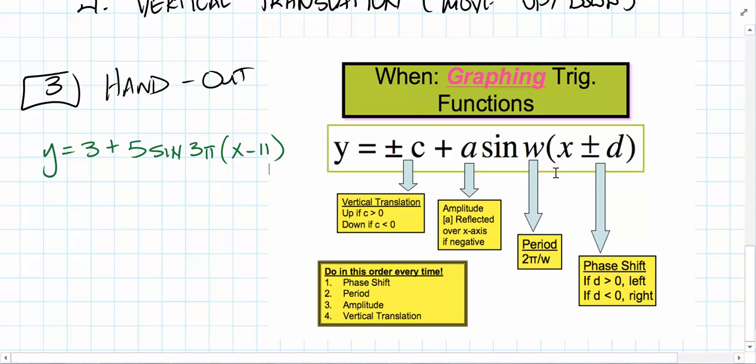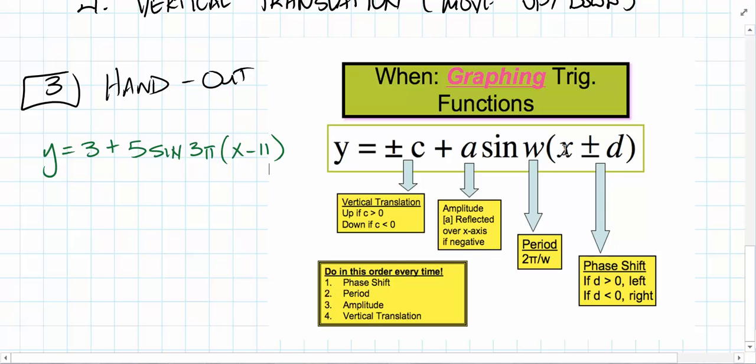What is the W part here? It tells you the period. It's the number in between the actual function and the variable x, so in this case, it's a 3 pi. How do we figure out the period? We take the regular period of the sine curve, which is 2 pi, and divide it by whatever number is there. So in this case, my period would be 2 pi divided by 3 pi, or 2/3. We'll deal with that when it comes up.